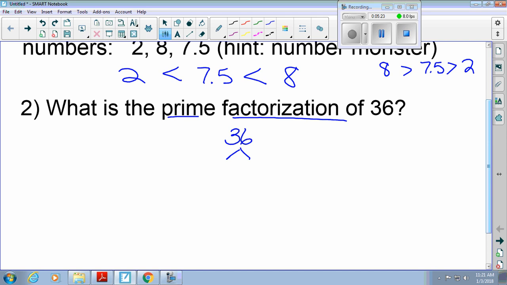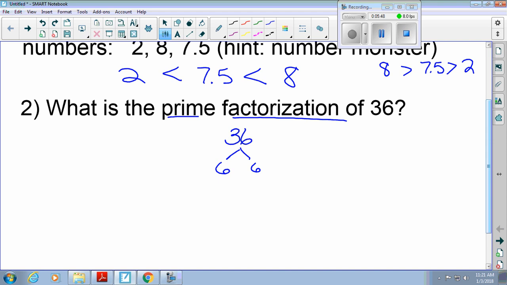Eden. 6 and 6. 6 times 6. Who else picked 6 times 6? All right? We could have done some other ones. What are some other ones we could have done? Cam? 3 times 12. There you go. 9 times 4. Very good. 2 times 18. There you go. That's all of them, I think.